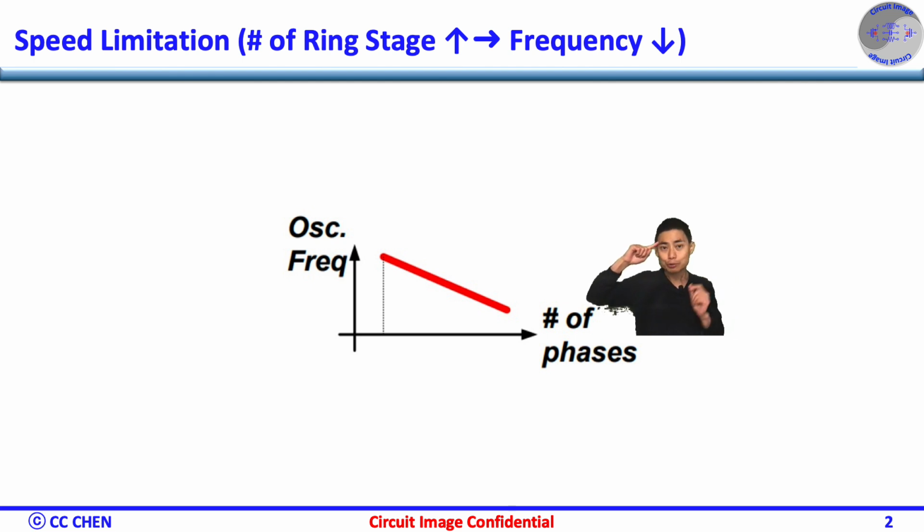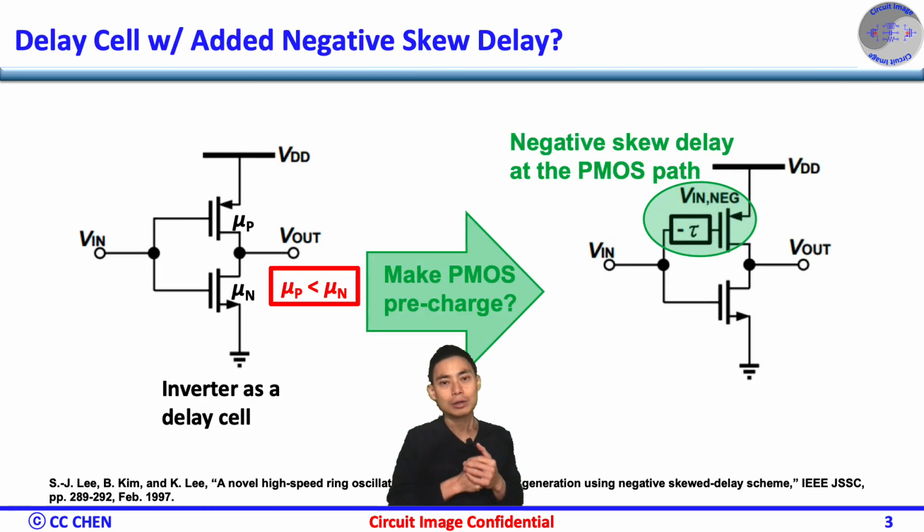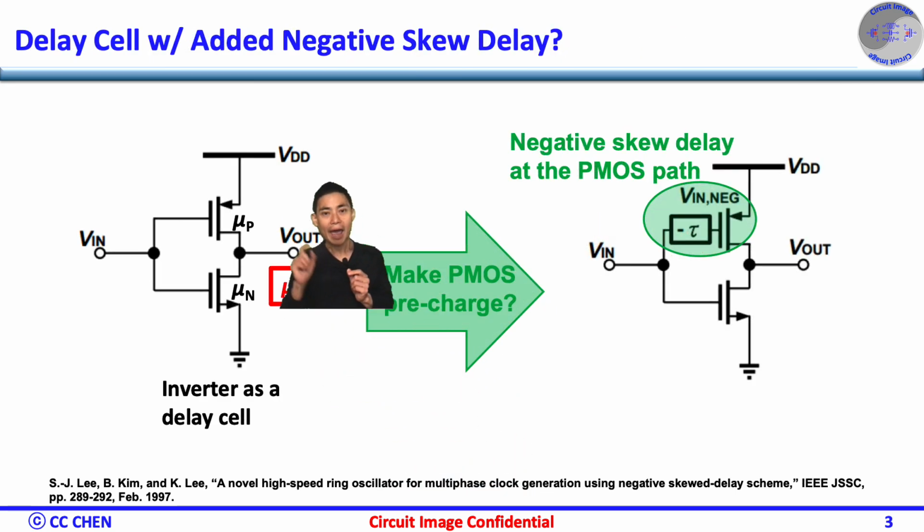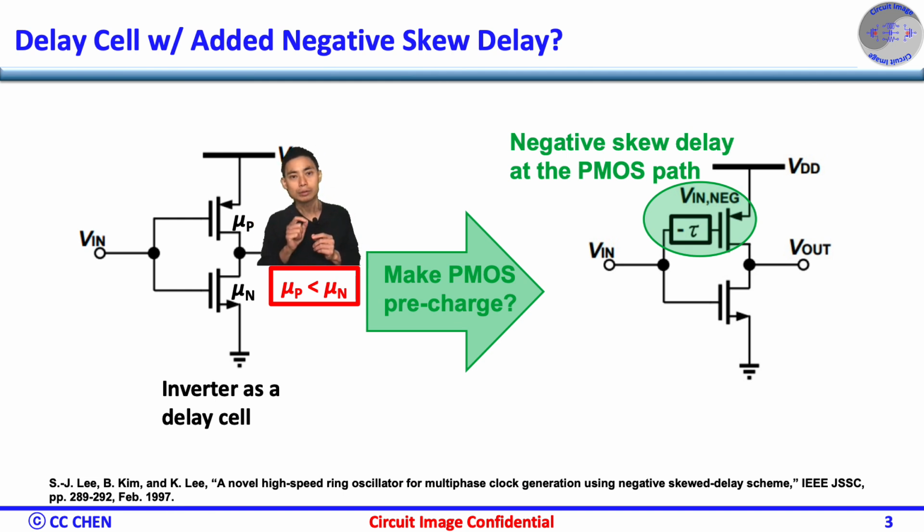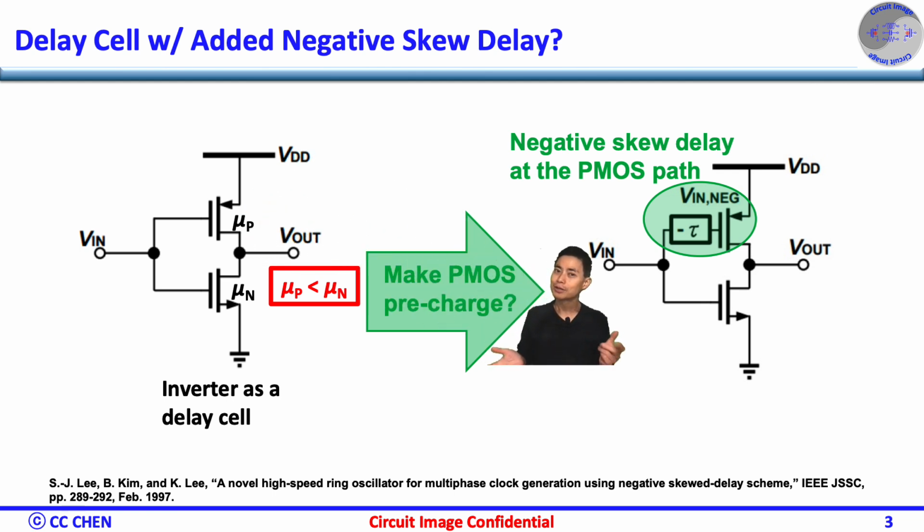Think about the pre-charge images for 5 seconds. Bingo! From the simplest delay cell, an inverter, we know the PMOS could be slower than the NMOS in the old technology. Therefore, if we can make the PMOS pre-charge at a time earlier than the original time, then it's obvious that the period of the ring with the pre-charge is shorter than the period without applying the pre-charge image.